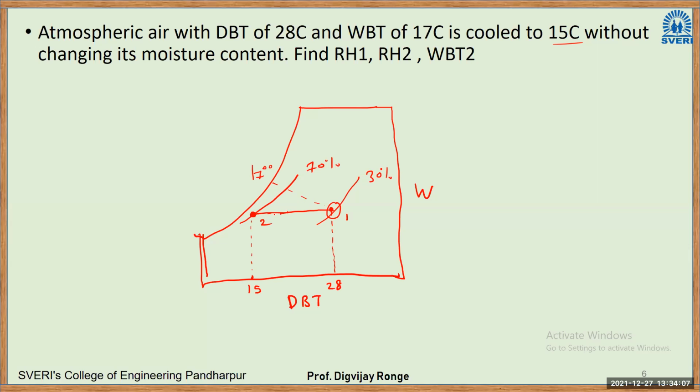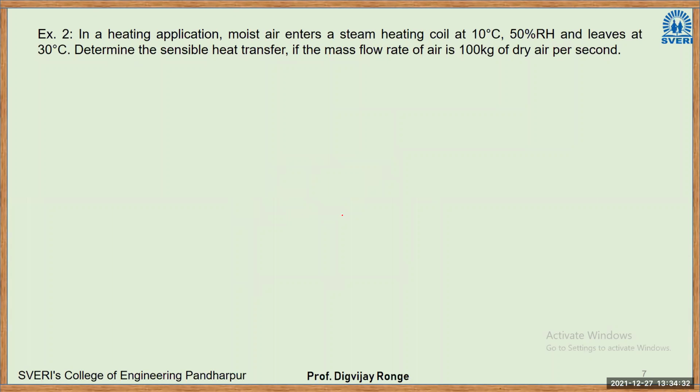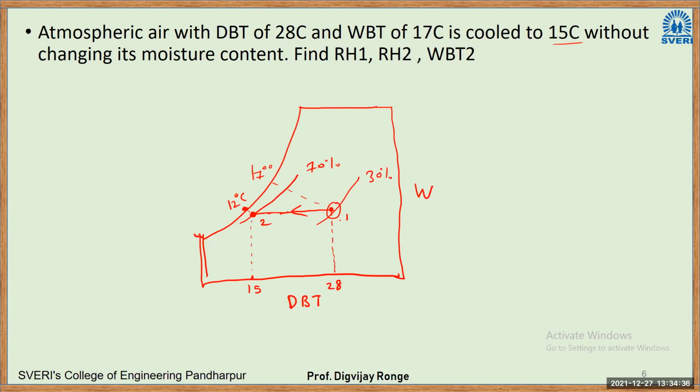How to find the WBT? So I have to just follow these dashed lines which are already present and I have to obtain this value. So this comes out to be 12 degrees Celsius WBT. This is the process of sensible cooling from point 1 to point 2. Sensible cooling. Okay. Now let us move to the next example. So I hope you understood. If you want to write down, you can write down.